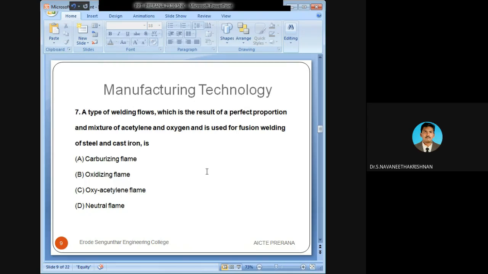The correct answer is neutral flame. If the carburizing flame increases, that means the carbon is increased and the flame temperature will be at maximum. If it is an oxidizing flame, the oxygen content is more compared to the acetylene gas. If it is an oxyacetylene flame, both gases will be at 50 percent. If it is a neutral flame, this type of flame is utilized for fusion welding.